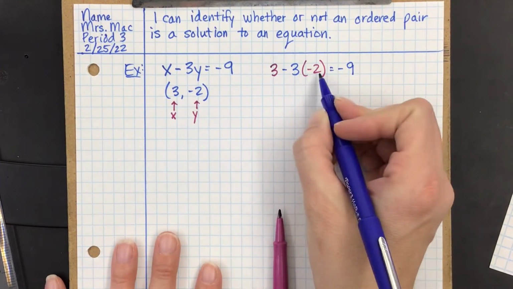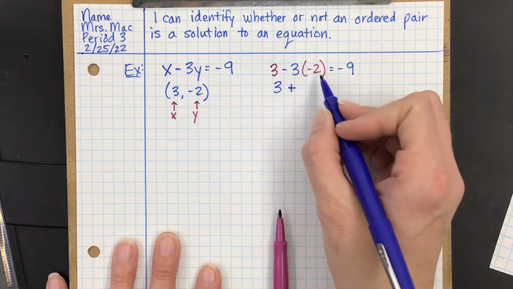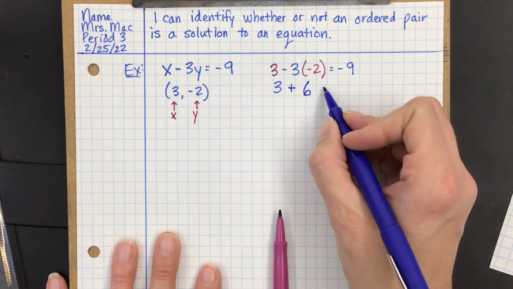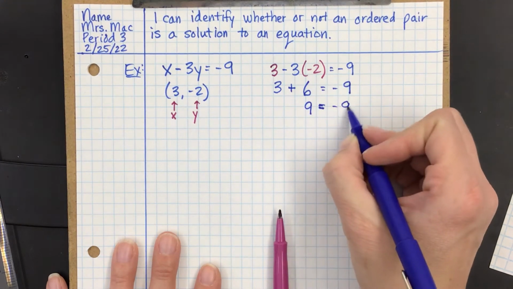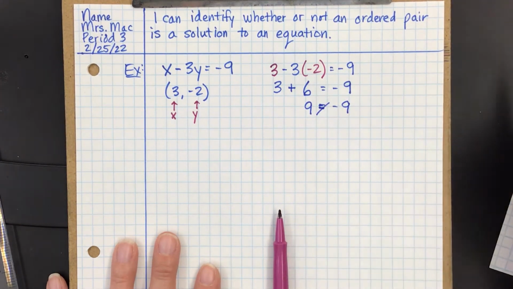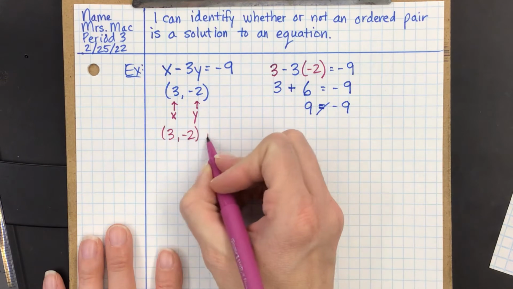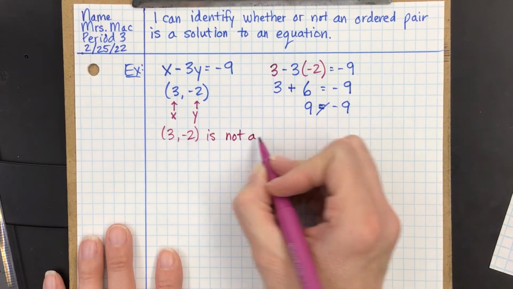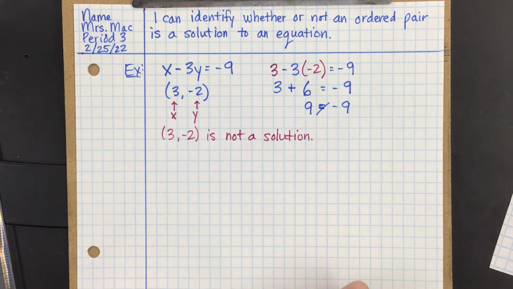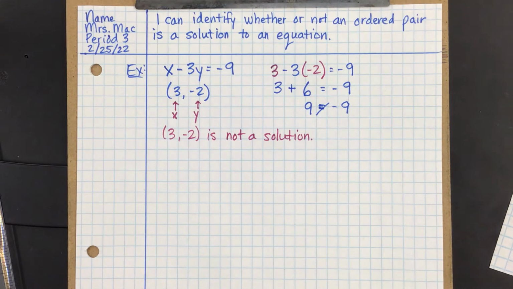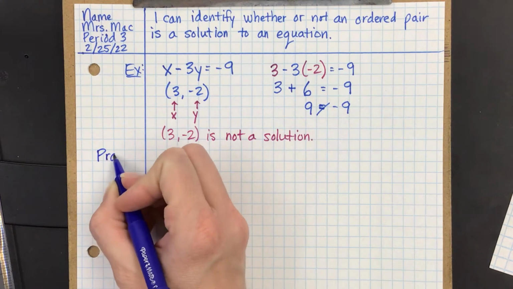So remember to multiply before you subtract. Okay, so -3 times -2 is a +6. Is 9 equal to -9? No. Okay, so we can say this point 3, -2 is not a solution. Okay? That's all you're doing. So let me give you a couple practice problems to try, and then I'll show you how to do it from a graph as well.